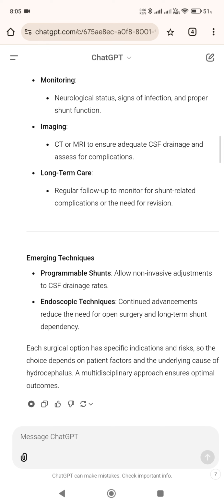Each surgical option has specific indications and risks, so the choice depends on patient factors and the underlying cause of hydrocephalus. A multidisciplinary approach ensures optimal outcomes.